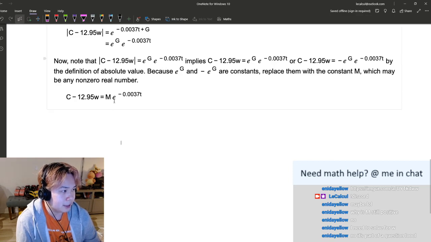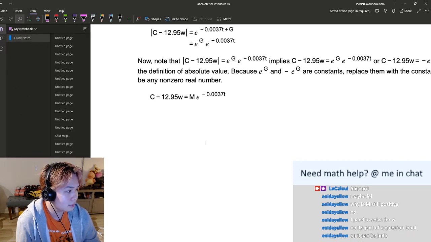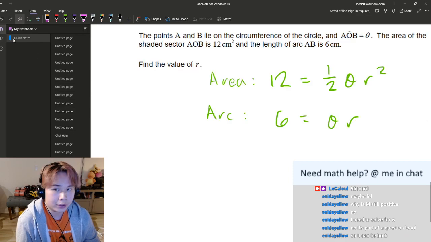Because m will be whatever it needs to be. So yeah, you don't need to put a negative in front of a variable. Yeah, it can be both.